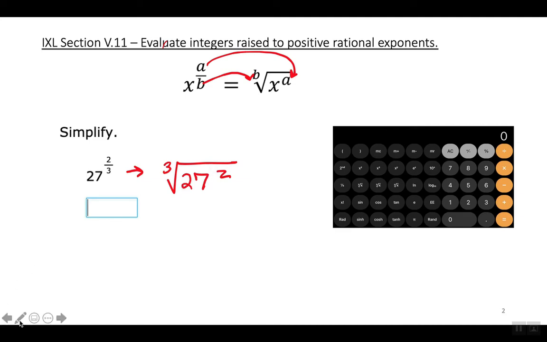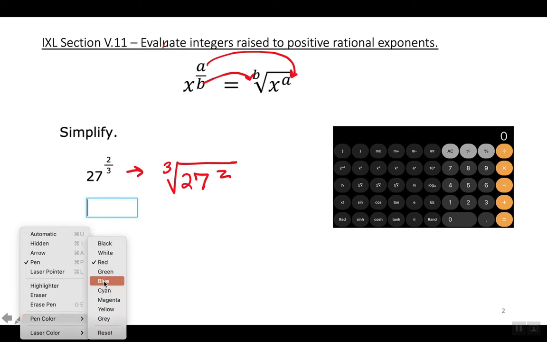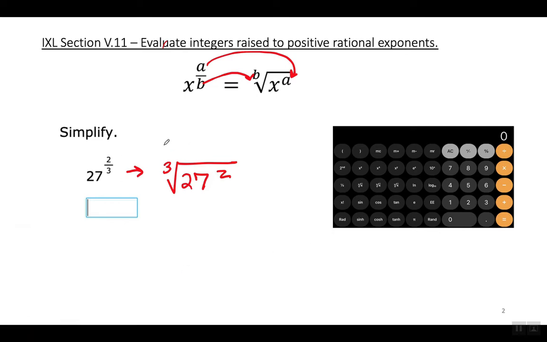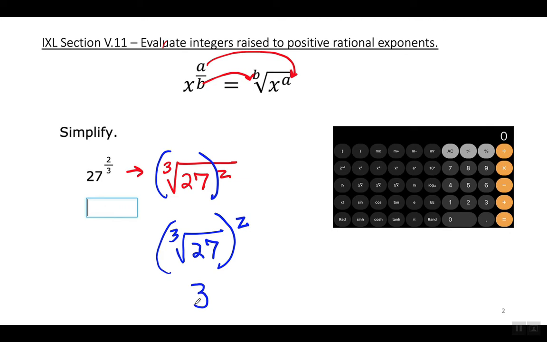The easier way would be to do this part first. I'm going to put parentheses, to do this part first and this part second. Just imagine that you're putting parentheses around this part and doing this first. You get the same answer. So what's the cube root of 27? The cube root of 27 is 3 because 3 to the third power is 27. 3 times 3 times 3 is 27. And then I just do 3 squared and my answer is 9. So the quick way is to do this part first.